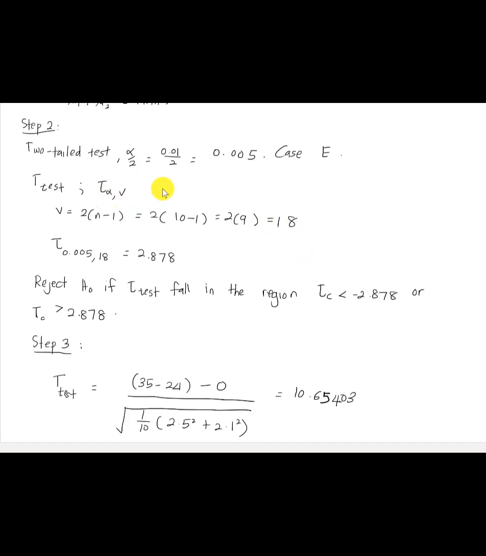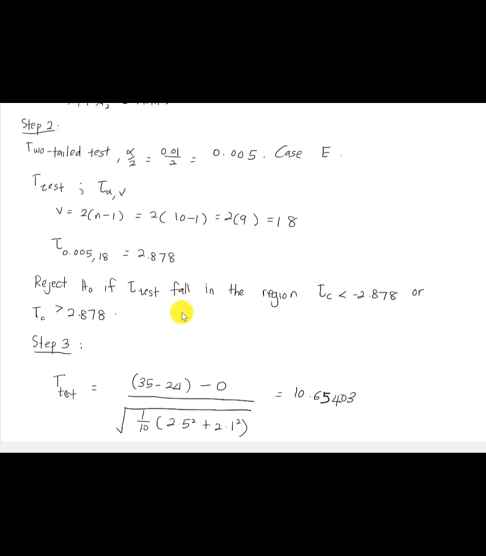Okay, so our alpha is 0.005. By looking at table 7, the t-distribution table, when your alpha is 0.005 and your v is equal to 18, then you get 2.878. Please refer to the previous video on how to look at the t-test table.